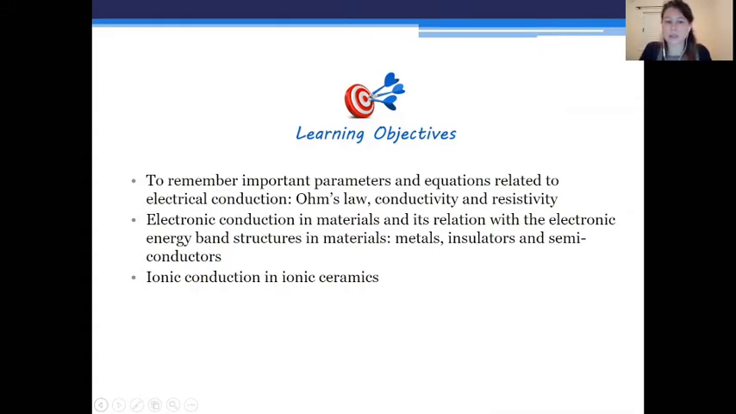Then we will present electronic conduction in materials and its relation with the electronic energy band structures in the different classes of materials: in metals, insulators, and semiconductors. And we are going to also introduce ionic conduction, which is found in ionic ceramics.